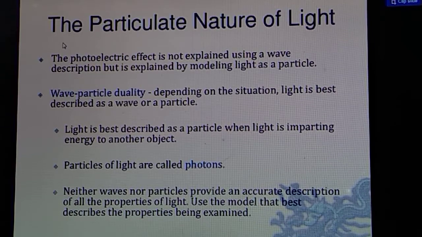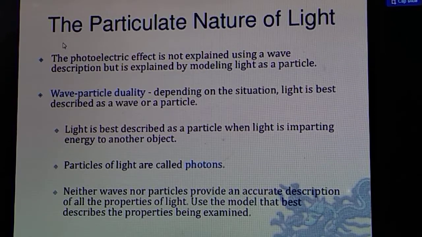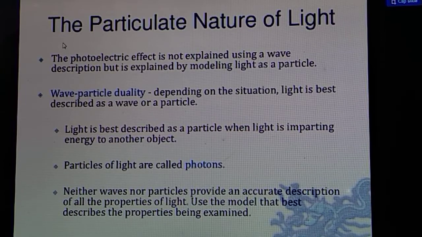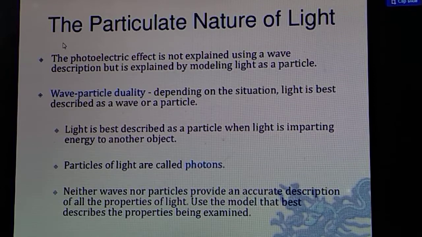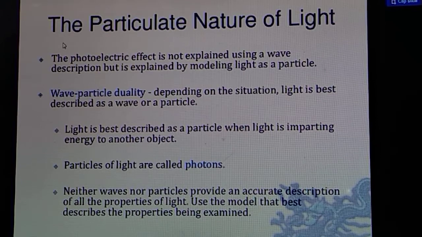Particle nature of light. The photoelectric effect is not explained using a wave description, but is explained by modeling light as a particle. Wave-particle duality: depending on the situation, light is best described as a wave or a particle. Light is best described as a particle when light is imparting energy to another object, and particles of light are called photons. So light is the collection of photons.